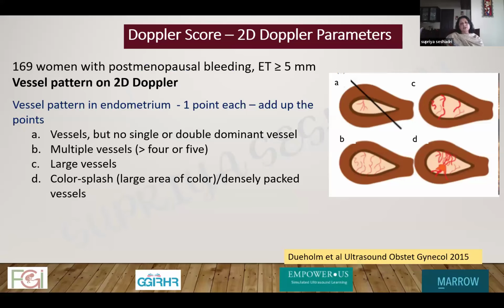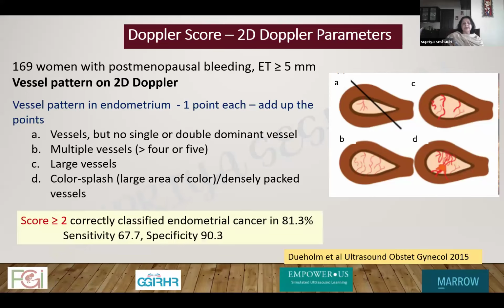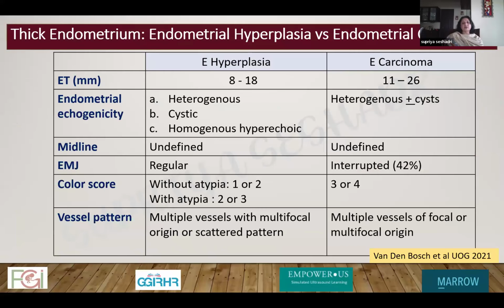This is another useful scoring that can be done, simple as well. This is only using the Doppler parameters and not BMI, not the EMJ, or the surface of the lesion. So when we look at vessels, if there is a vessel but no single or dominant vessel, that is a point of 1. Multiple vessels, again 1 point; large vessels and densely packed vessels or color splashes. Here they give a score of 2, or a cutoff of 2. When they used this cutoff, they found that endometrial cancer could be correctly identified in 81% of the cases.